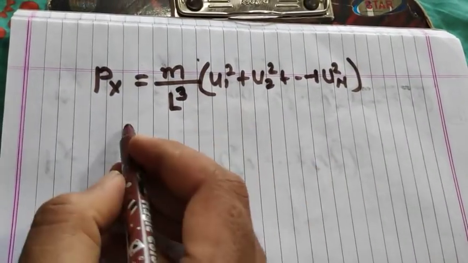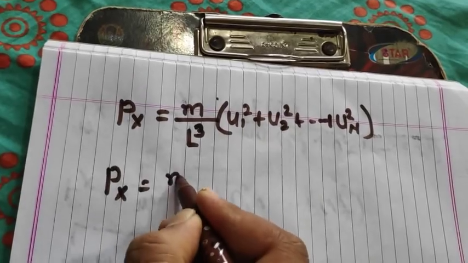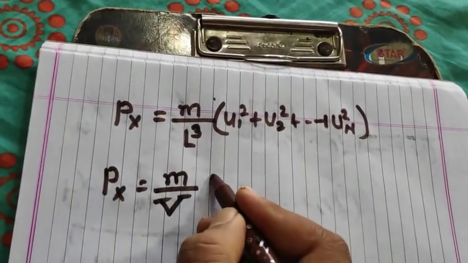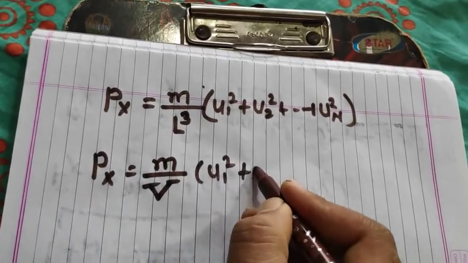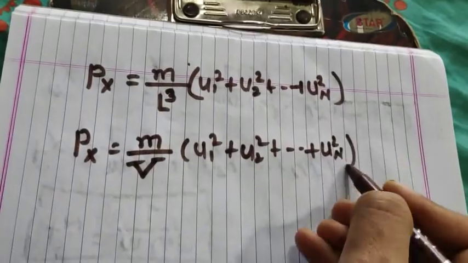We all know L cube is the volume of the entire container. So we have small m, the mass of each molecule again, upon the entire volume, into u1 square plus u2 square plus un square.